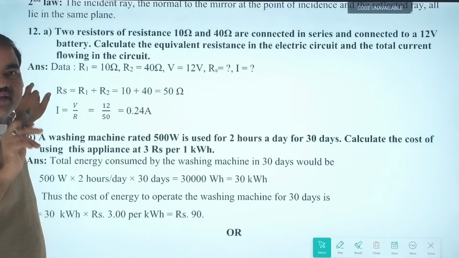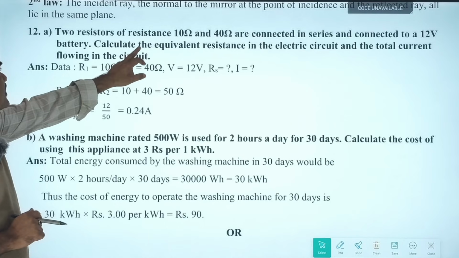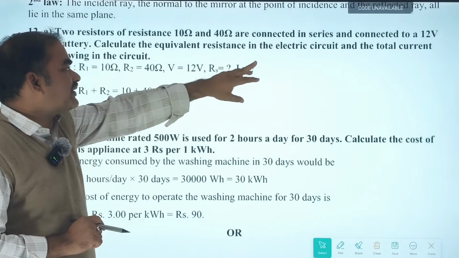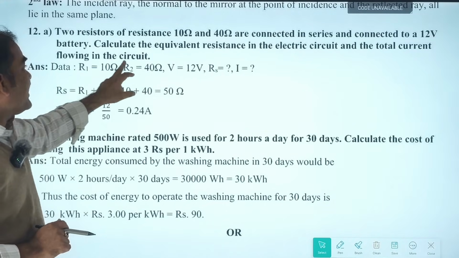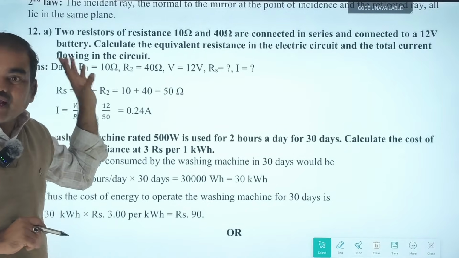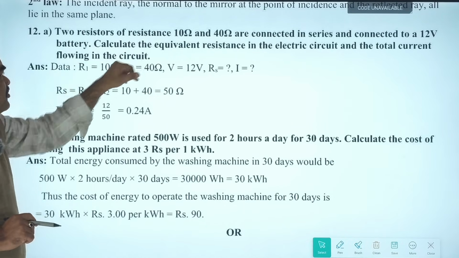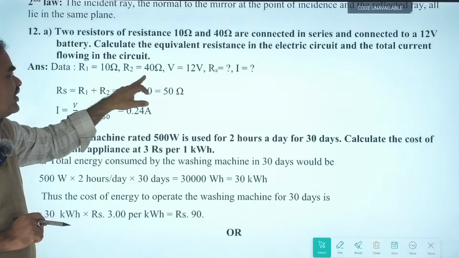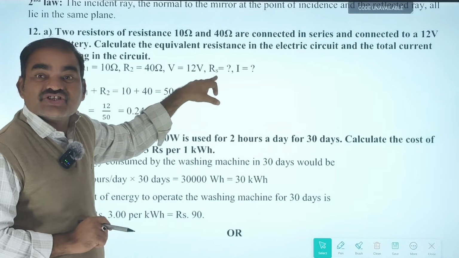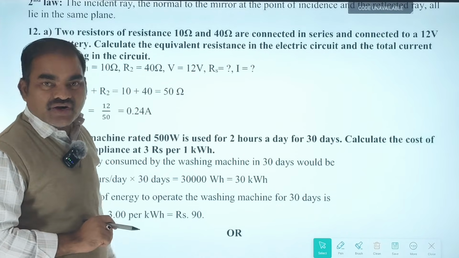And coming to problems, as I told you in the beginning, problems and diagrams are very, very important. Two resistors of resistance 10 ohm and 40 ohm are connected in series and connected to a 12 volt battery. Calculate the equivalent resistance in the circuit and the total current flowing in the circuit. That also you have to find. They are connected in series. The first is 10 ohm, we take it as R1. The second, R2, is 40 ohm, and the voltage is 12 volt. We have to find the resistance in series, and the current I.